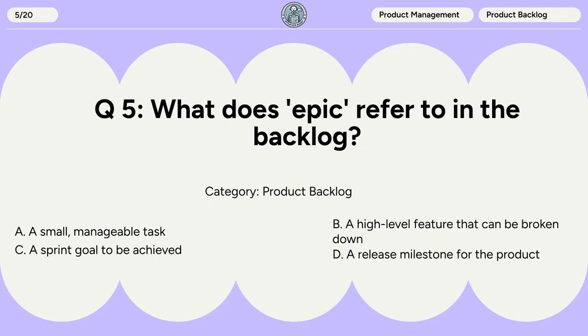Question 5. What does epic refer to in the backlog? A. A small, manageable task. B. A high-level feature that can be broken down. C. A sprint goal to be achieved. D. A release milestone for the product.